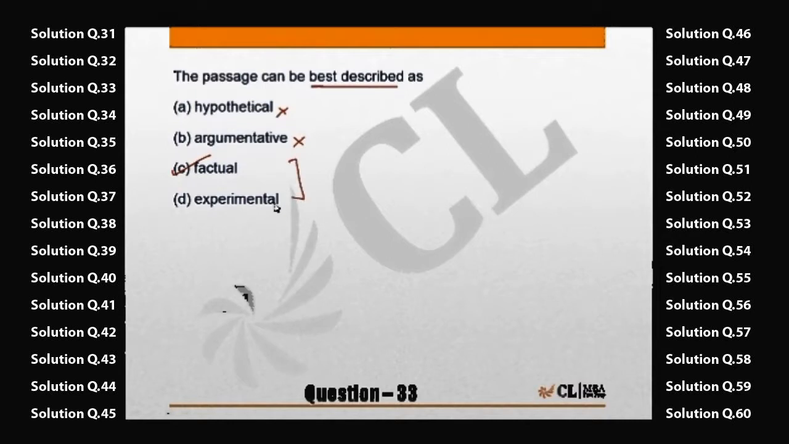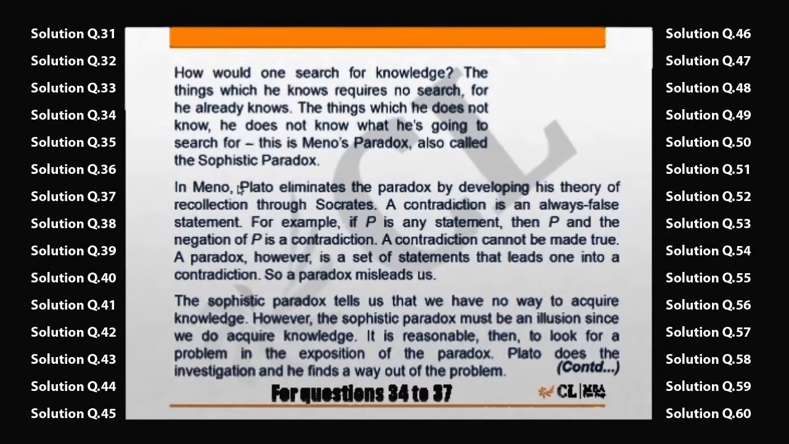It is possible many of you may have got stuck between experimental and factual. The passage is factual. The passage talks about an experiment which was conducted, which does not make it experimental. It is a factual passage because it is truthfully recording what the experiment was and what the process behind it was. Okay. Let's move to the next part, to 37.